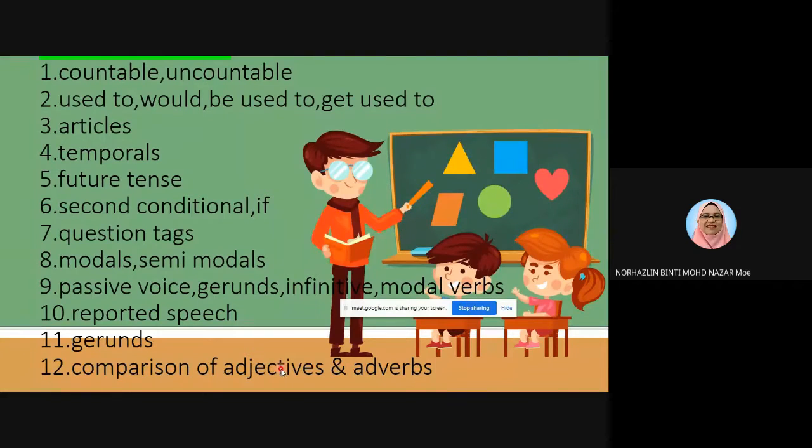Basic knowledge about adjectives is to help the noun. Adverbs is to help the verb. Okay. So there are 12. So we try our best to cover all these 12.